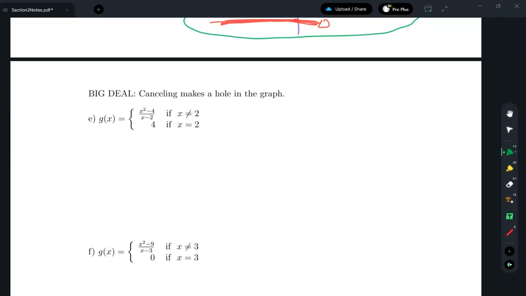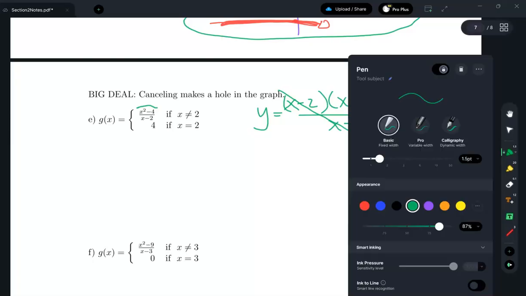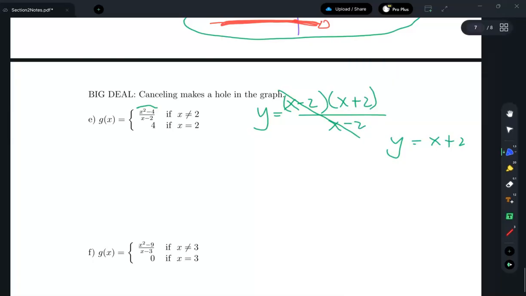Looking at this, I'm going to draw the first graph, and you can see the difference of squares: x minus 2, x plus 2. Those cancel, so I'm left with the graph of x plus 2. But let's remind ourselves what happens when we cancel like this. There's going to be a hole where x minus 2 equals 0, so that means when x is 2.